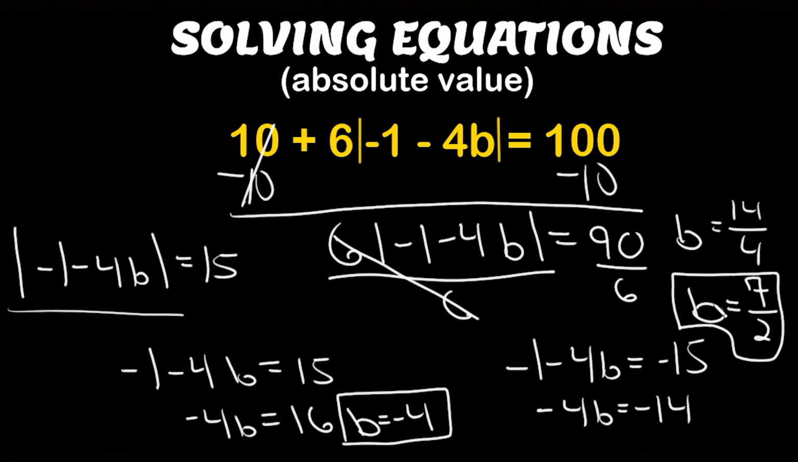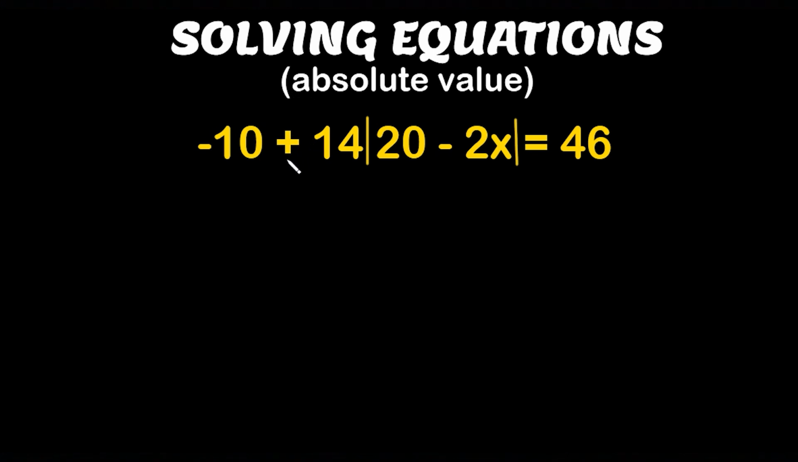So that one was a little bit longer, but again, same idea applies here. We have to isolate the absolute value first, and then we can write out our two different equations. All right, let's try our last problem. So here's our last problem, very similar to the other one. Our first step here, we're going to add 10. So let's go ahead and do that, adding 10.